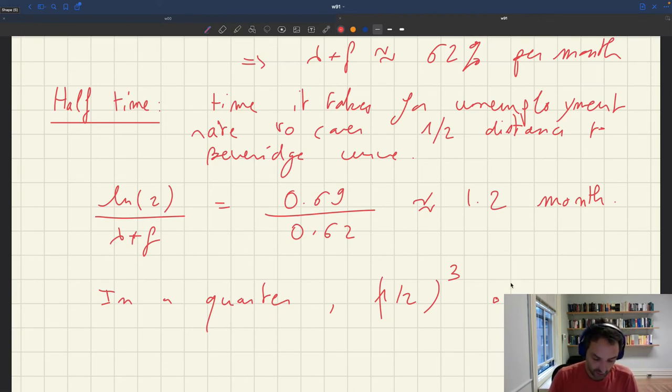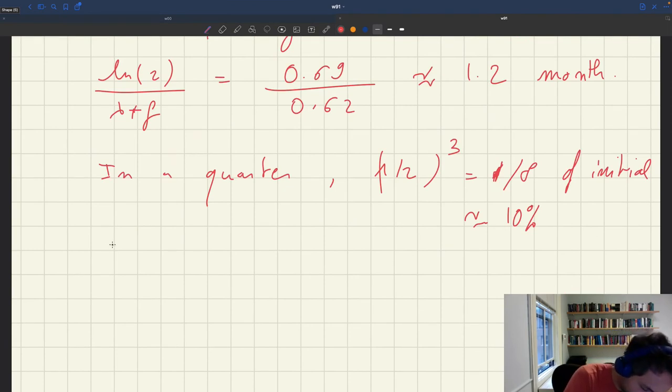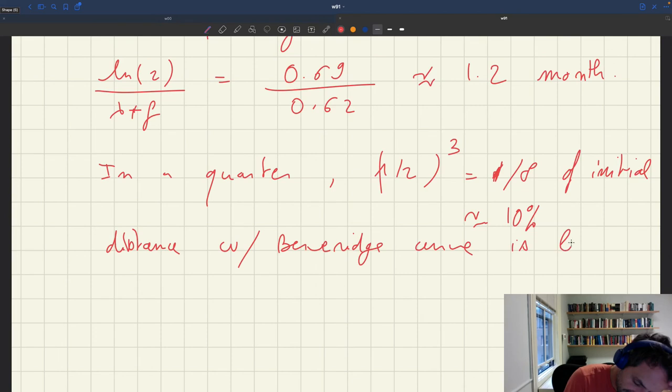So that's how much one-half to the power of 3. That's 1/8 of the initial distance that will be left. So 1/8, we can say it's just a bit more than 10% of the initial distance from the Beveridge curve that is left. Okay, so it means that when you have a shock, you move away from the Beveridge curve. After a quarter, you have only about 10% of that initial distance left. So that's going to be very small.